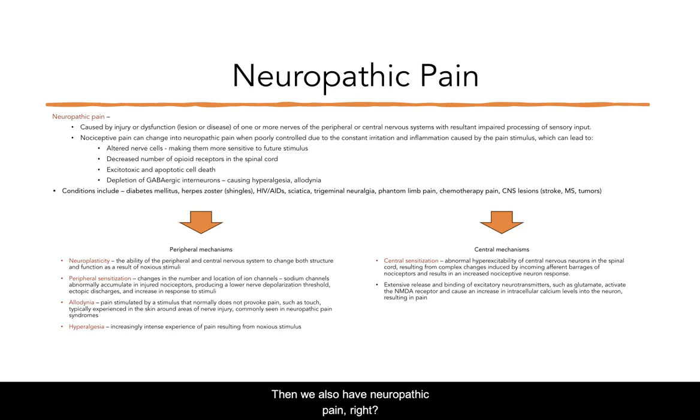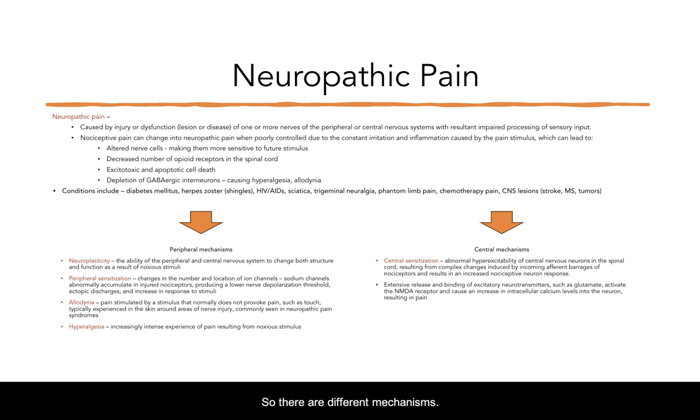Then we also have neuropathic pain, right? This is caused by injury or dysfunction, lesions and stuff in your nerves from the peripheral or central nervous system, resulting in impaired processing of sensory input. Nociceptive pain can change into neuropathic pain as well, right? So neuropathic pain occurs due to conditions such as diabetes, herpes, for example shingles, HIV, sciatica, trigeminal neuralgia, phantom limb pain, chemotherapy pain, lesions in your central nervous system from a stroke or tumors. So this can cause neuropathic pain.